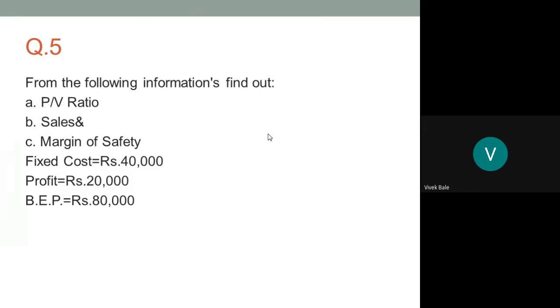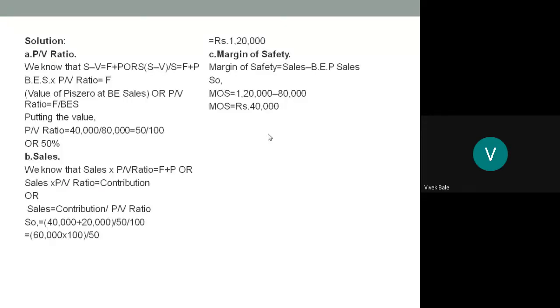To calculate the PV ratio, what is the formula? Contribution divided by sales into 100. Now, how do we calculate the contribution? Sales minus variable cost. So when we are calculating the profit volume ratio, we know that sales minus variable cost is equal to fixed cost plus profit. That is, contribution is equal to sales minus variable cost, which is equal to fixed cost plus profit.